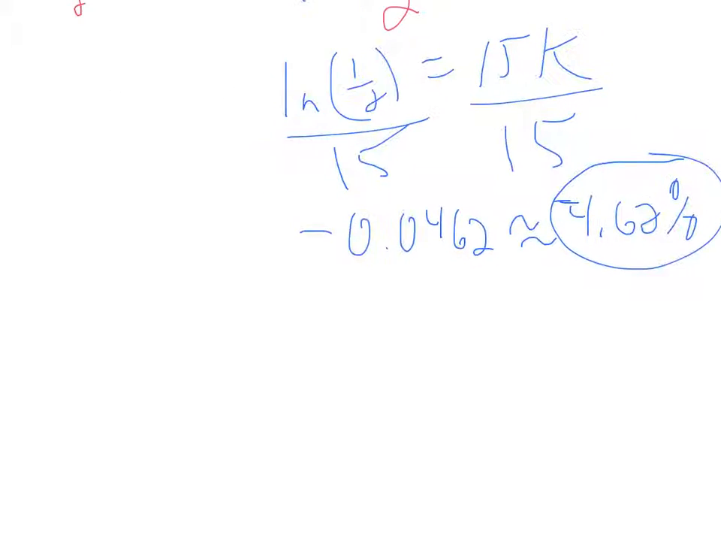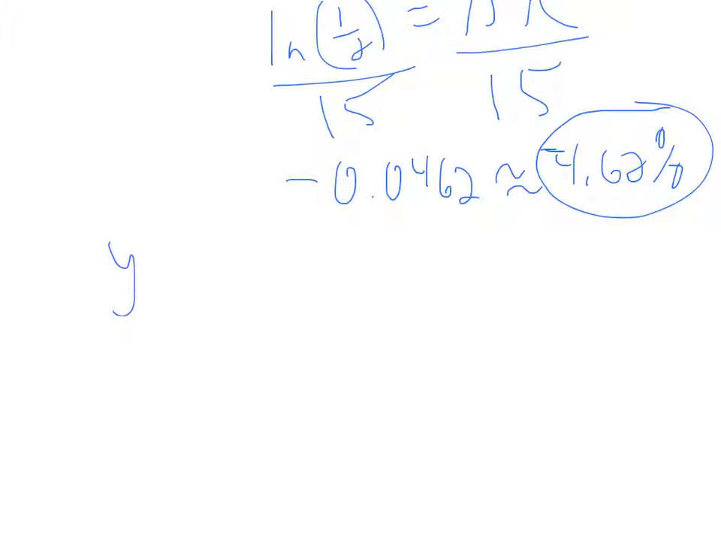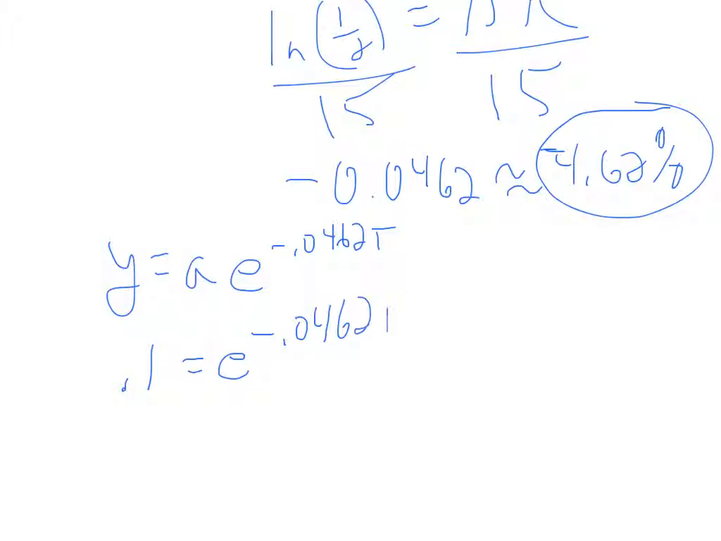Let's write a basic equation. Let's see, we have y equals a times e to the negative 0.0462t. And I know when y divided by a, that should be equal to 0.1, 1/10. So then to solve that, I'm going to take the natural log of both sides, because it is base e again.